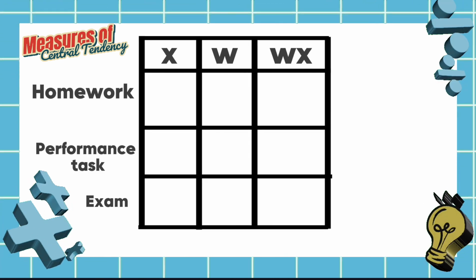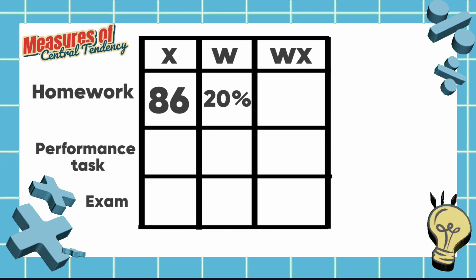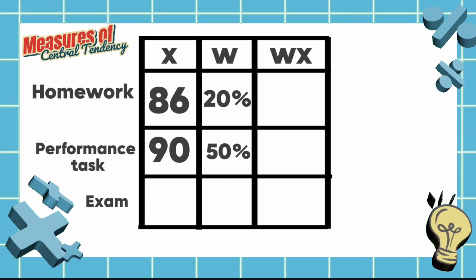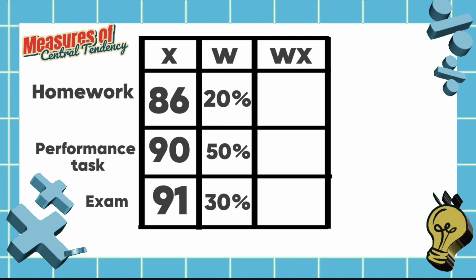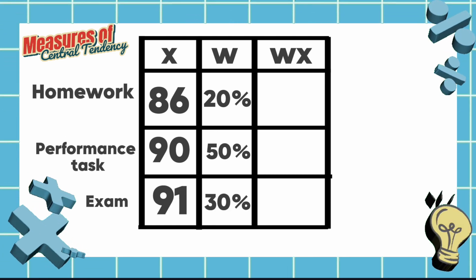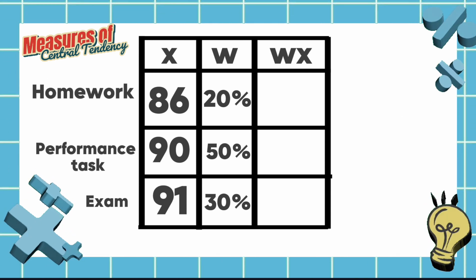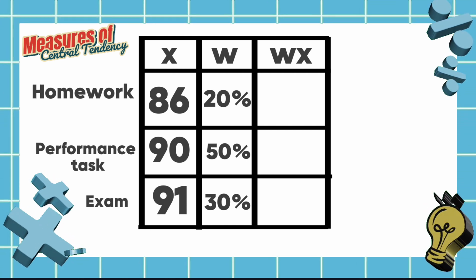His grade for homework is 86, which is equivalent to 20%. For the performance task, the grade is 90, which is equivalent to 50%. And lastly, he got 91 for his exam, which is 30%. To solve this, we must use the formula for the weighted mean. Weighted mean equals the sum of WX over the sum of the weights, where X is the grades and W is the percent equivalent of the grade. Now let's solve everything.